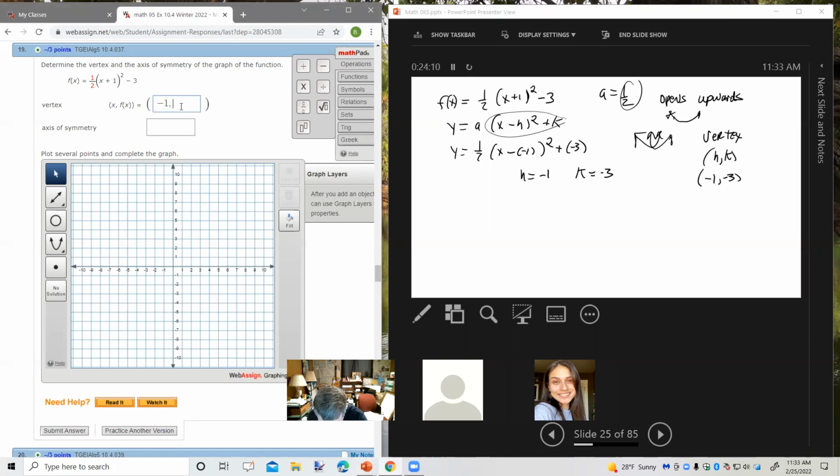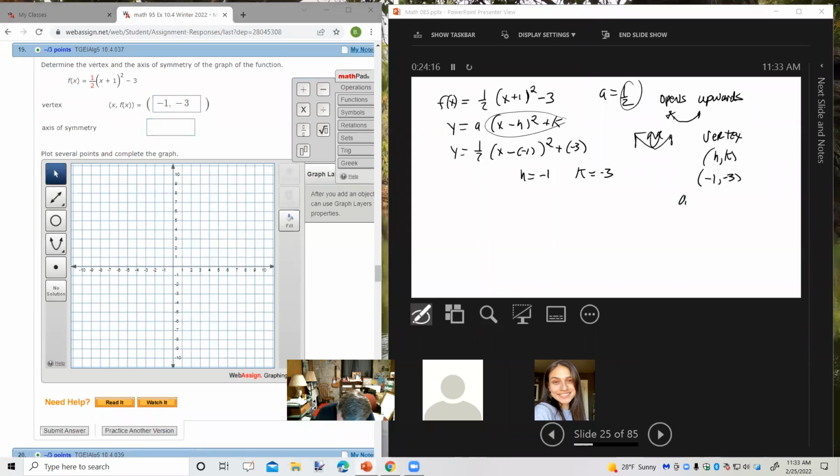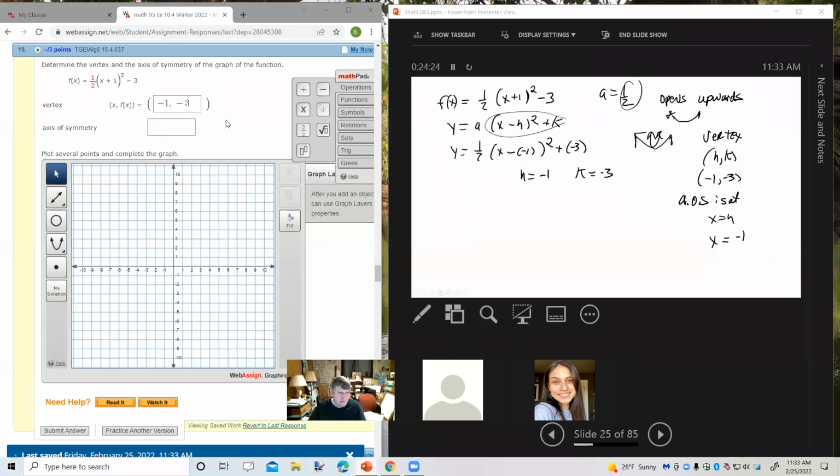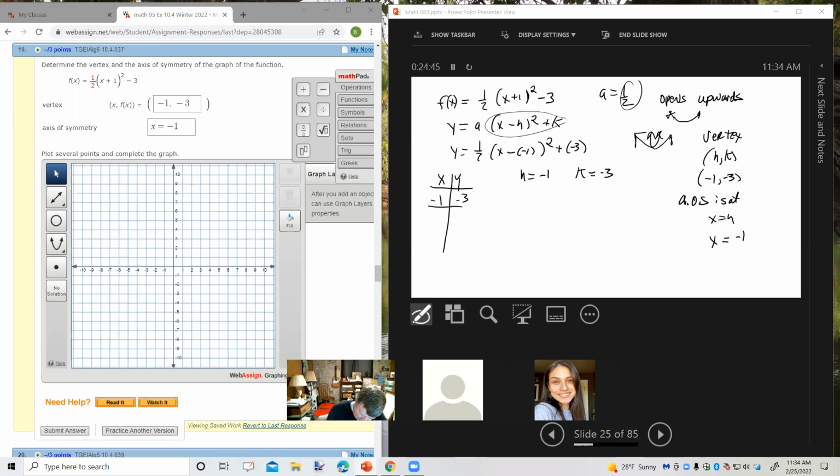And the axis of symmetry is at x equals h, so x equals -1. And again, you've got to write it as an equation, x equals -1. Now, we're going to graph this thing. And as I mentioned yesterday, to graph it, we need 2 points. We need the vertex, which is (-1, -3), and then we need one other point.